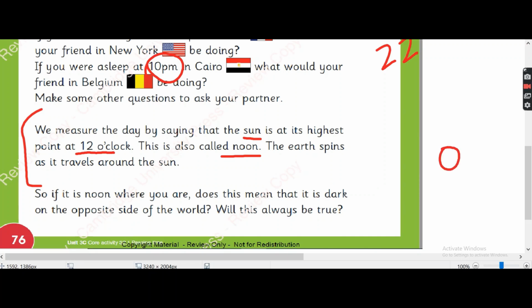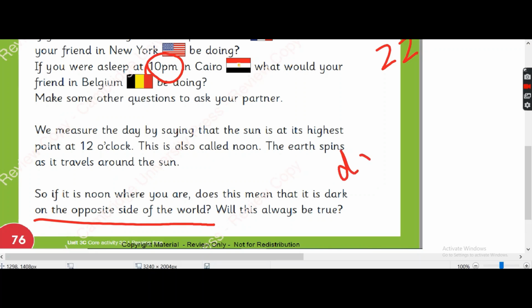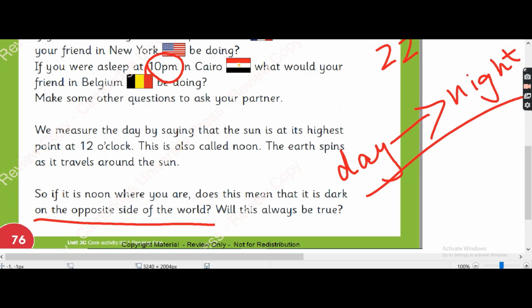The earth is traveling around the sun, so it not only rotates, it spins as well. This is science. Okay, leave it. Here they just want to tell you how day and night come. If it is noon where you are, does this mean that it is dark on the opposite side of the world? The answer is yes. If it is daytime in Pakistan, it would be nighttime in America or in Canada, because they are right opposite to each other.